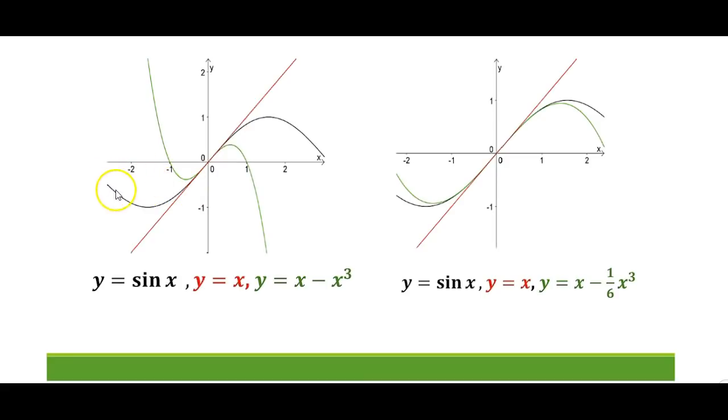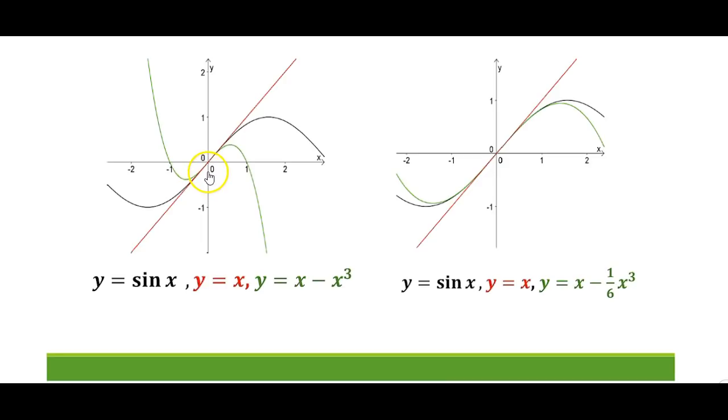In this graph on the left, here we have the sine function, and we have the linear approximation to the sine function at 0 drawn. And then we also have a cubic function drawn that passes through the origin, and that cubic function is x minus x to the third.